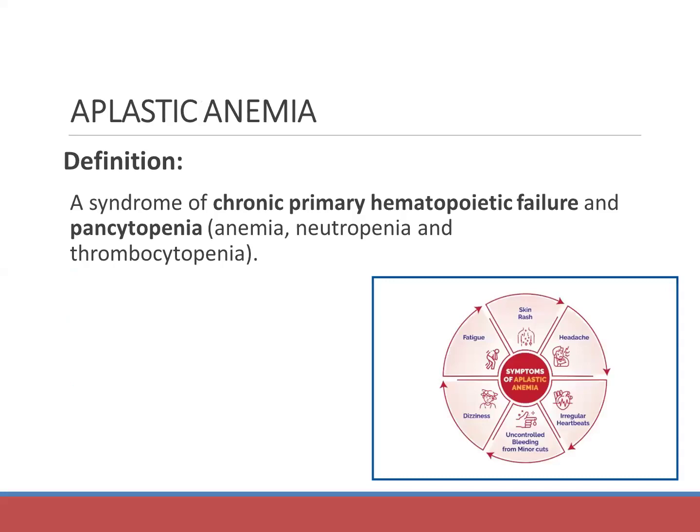Aplastic anemia is the syndrome of chronic primary hematopoietic failure and pancytopenia. This is a disorder in which the bone marrow fails to form RBCs, WBCs, and platelets, and therefore there is deficiency of all these cells. There is pancytopenia, there is anemia, neutropenia, and thrombocytopenia.